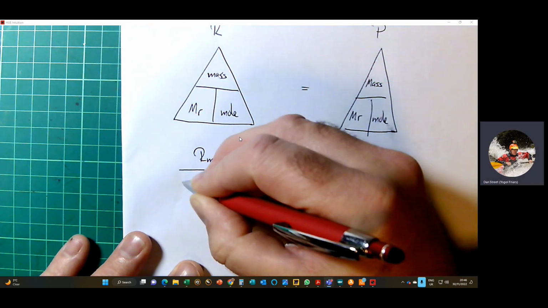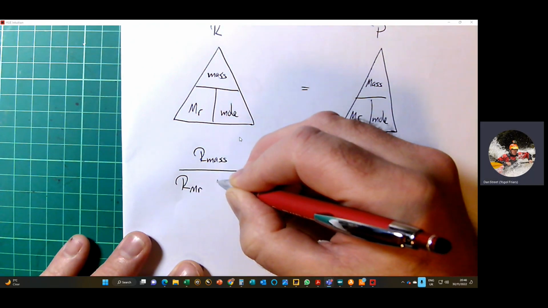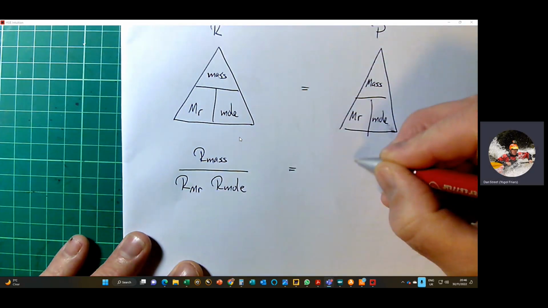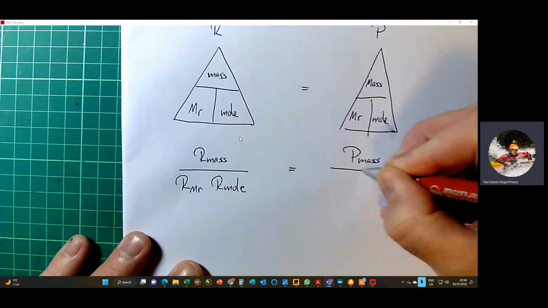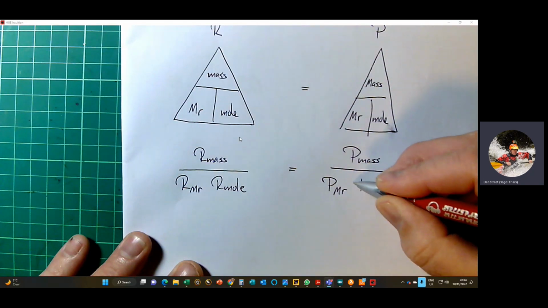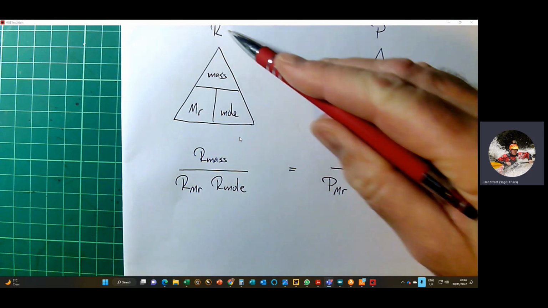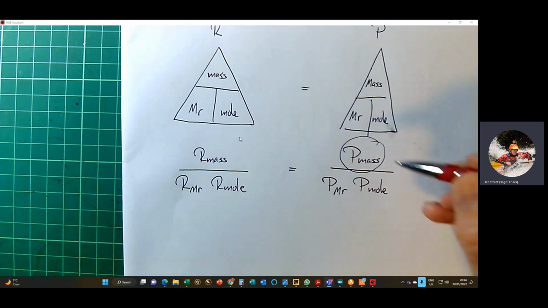And if we slightly rename these items, so if we call this the reacting mass divided by the reactant MR times by the reactant mole equals the product mass divided by the product MR times the product mole. I'll simply put these letters onto the various things to differentiate them. Now, usually in these sorts of questions, what we're asked to find is the product mass.